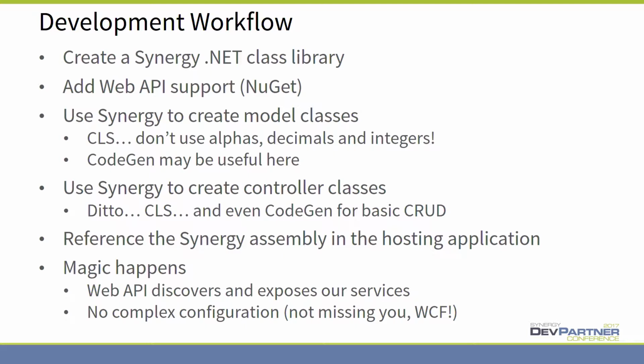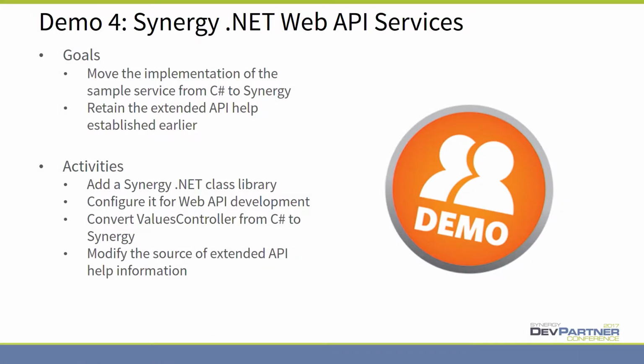I already said web API is really good at just discovering stuff and scaffolding it and hosting it. So we don't have to do anything in particular to configure it. We just create our Synergy assembly, we implement our model classes and our controller classes, and we reference that assembly from the hosting application, and we're up and running. So, not missing you at all, WCF. I don't like your configuration.